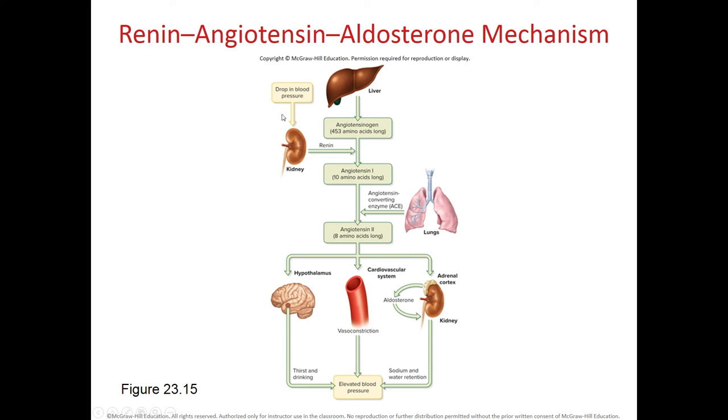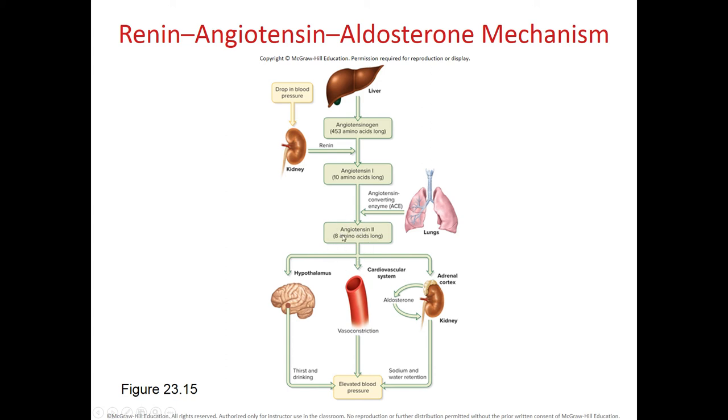So if you have a drop in the blood pressure and blood volume, your granular cells or juxtaglomerular cells will secrete renin, and then this protein that is secreted by the liver, angiotensinogen 1, which is 453 amino acids long, is going to be converted by renin into angiotensin 1, which is going to be a short peptide of 10 amino acids long. And then in your lungs, ACE, or angiotensin-converting enzyme, is going to be converting this decapeptide into an octapeptide, or angiotensin 2, which is going to have 8 amino acids.